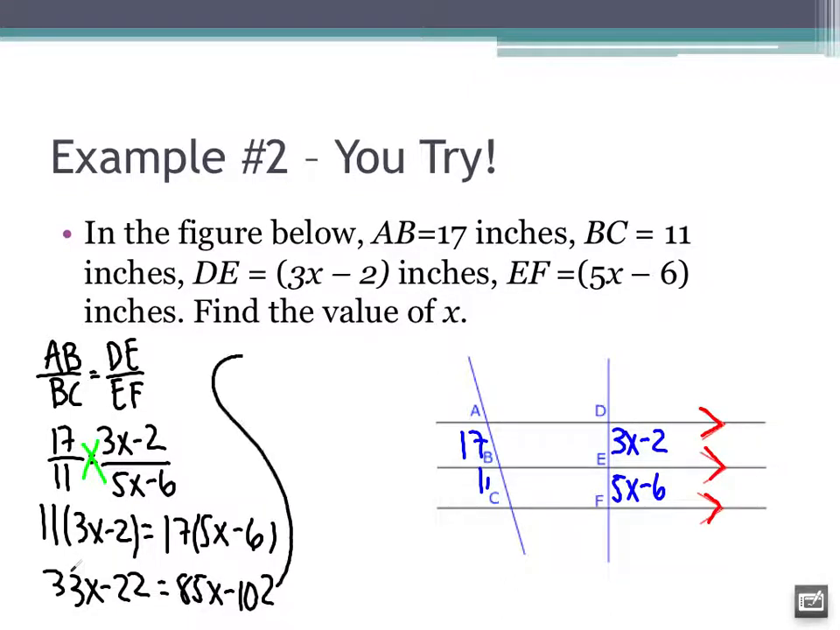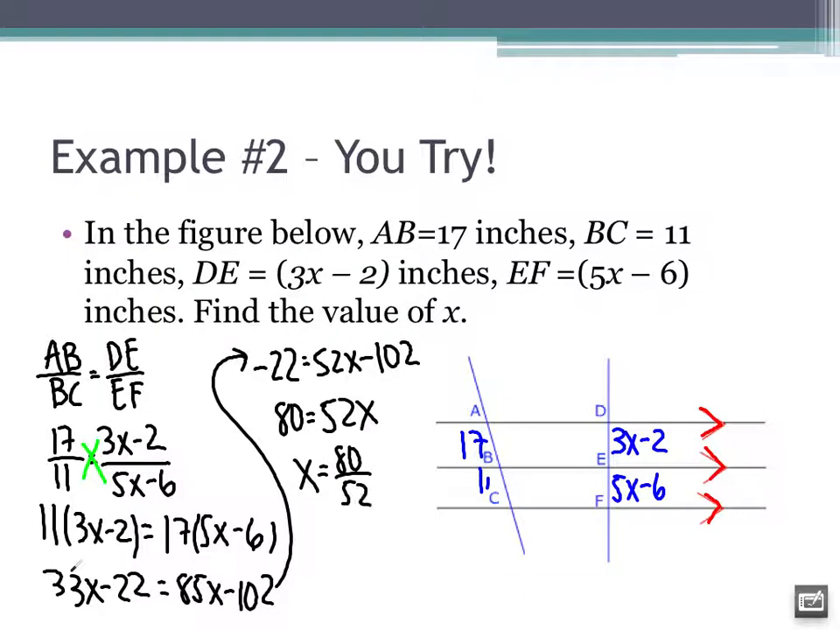I'm going to continue my work up here. First thing that I'm going to do is subtract 33x from both sides. So I have negative 22 is equal to 52x subtract 102. Adding 102 to both sides, I have 80 is equal to 52x. Dividing by 52, I get x is equal to 80 over 52. Please simplify this. Both 80 and 52 are divisible by 4. So this simplifies to be 20 over 13. So I hope you got that one right.